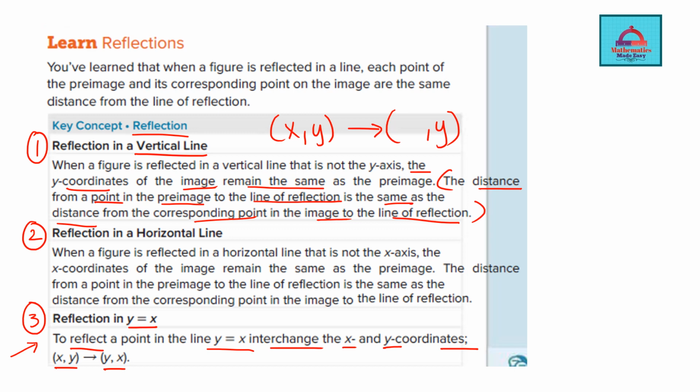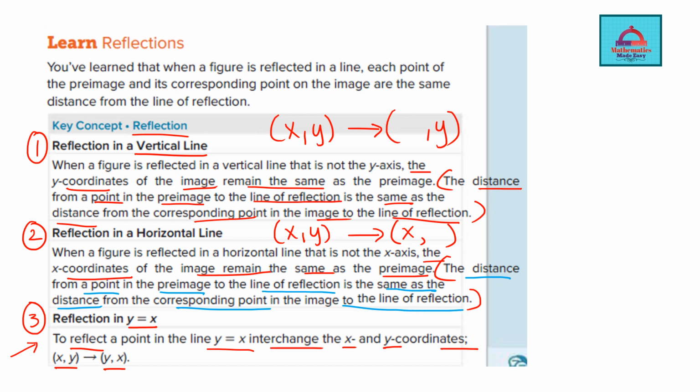And similarly for horizontal, if the point is x comma y before reflection, then after reflection the x coordinate remains the same, it is unchanged. So x is going to be the same, y will change, and y will change according to the rule that the distance from the point to the pre-image to the line of reflection is the same as the distance from the corresponding point in the image to the line of reflection.